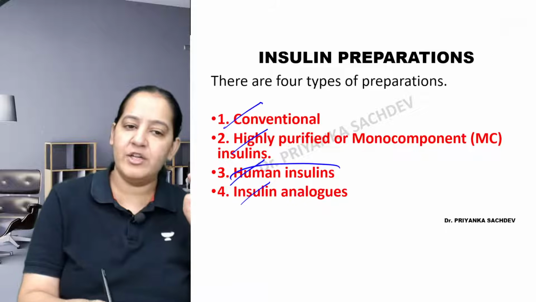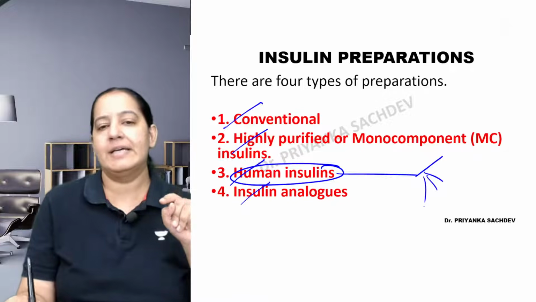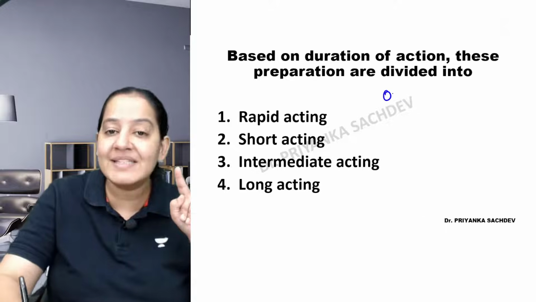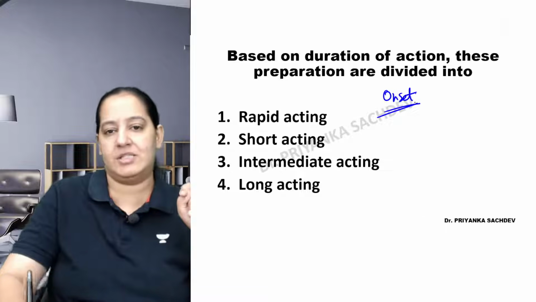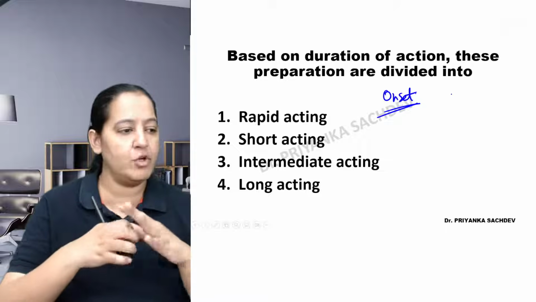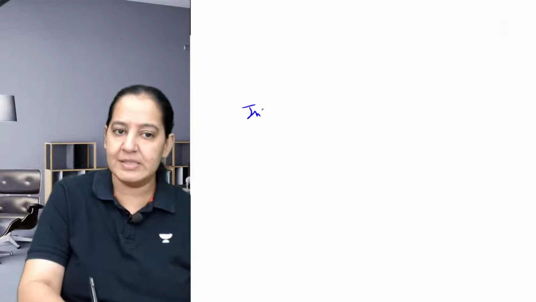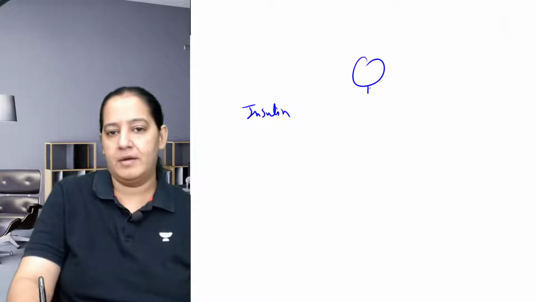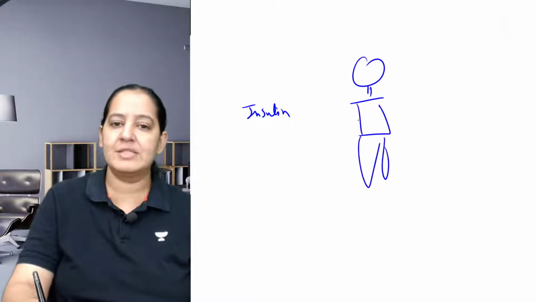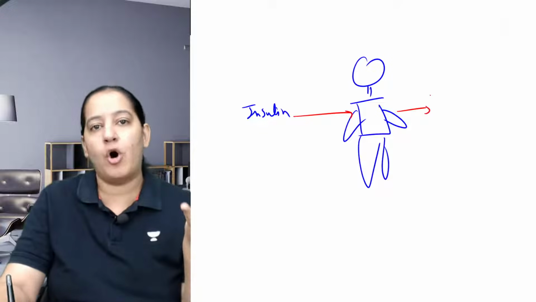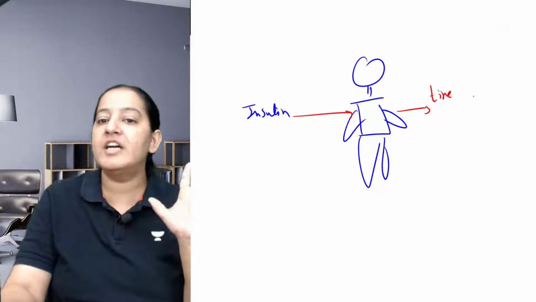Now let's classify human insulin into 4 categories. The human insulins are of 4 types, right? Based on their onset of action. What do you mean by onset? What does onset mean? Sachin, what do you mean by onset? Onset of action means whenever you give insulin to any human, you give the injection of insulin to any human being, after how many minutes or hours, after how much time it shows its action.